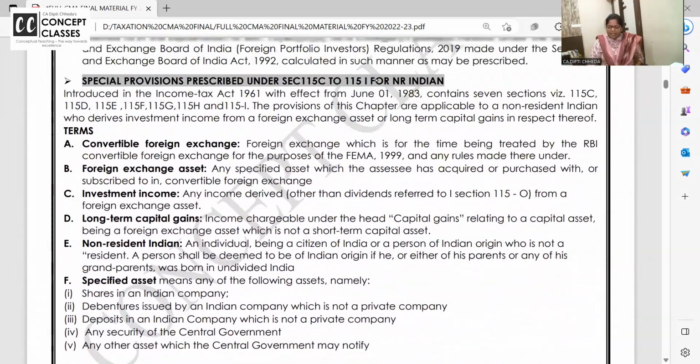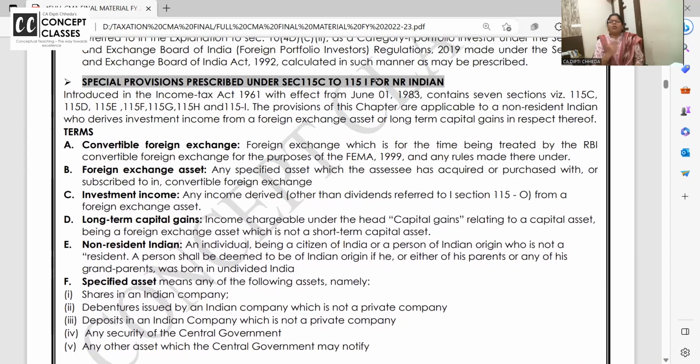Okay. Then we have done a specific kind of capital gain, which is 115C. But here you will not get the benefit of the first proviso. No indexation, no benefit will be given. Ma'am, when do we solve the problems in the exam with 115C?